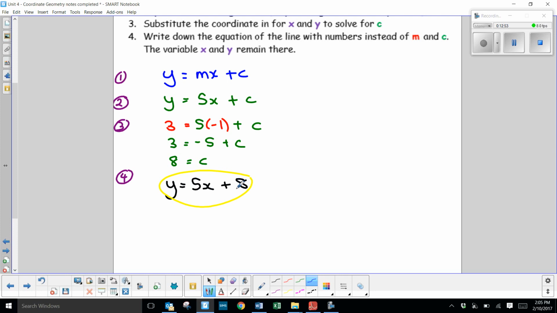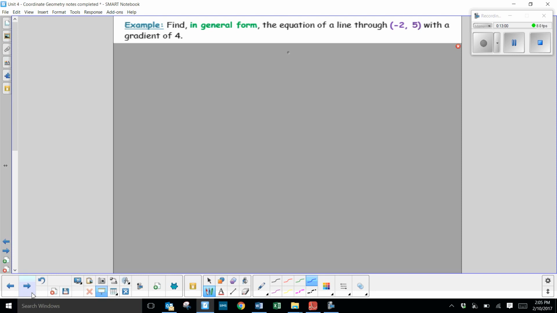Now let's do another example. Find in general form this time, a bit more confusing, the equation of the line which goes through this point, 2 and x, so that's our x and our y value. Let's remind ourselves of what the purpose of the coordinate is. It's so that you can substitute in an x and a y value, and a gradient of 4, so it's going to be our m.